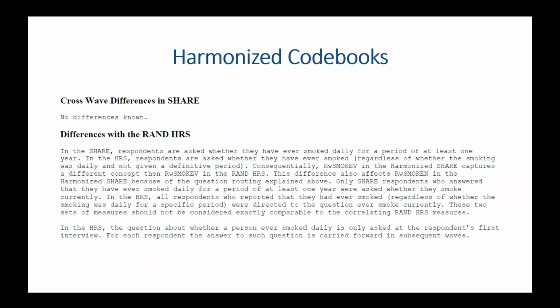And then we highlight differences with the RAND HRS, which we kind of use as our baseline for comparing between harmonized studies. So one of the things we mention here is that in the Sjtor, respondents are asked whether they've ever smoked daily for a period of at least 1 year. In the HRS, respondents are asked whether they've ever smoked regardless of whether the smoking was daily and not given a definitive period. So depending on what you're looking at, whether you're interested in something like a risk-taking behavior, which might be captured by whether you've smoked at any time versus how much long-term exposure you've had to smoking, they're captured differently. So that's something you really want to be aware of, and we really try to highlight those differences for you.